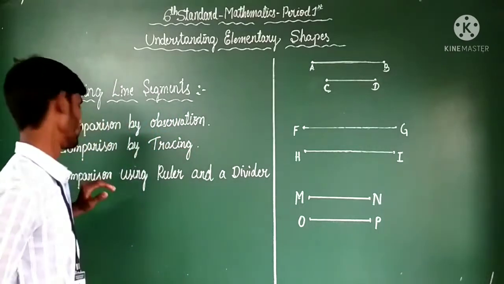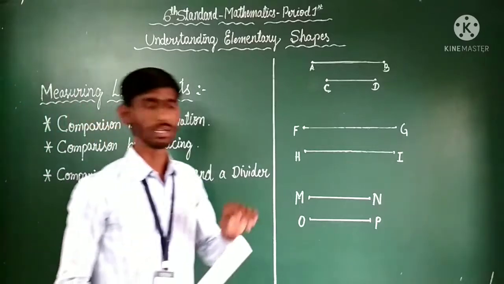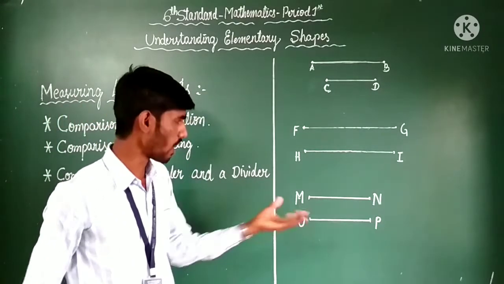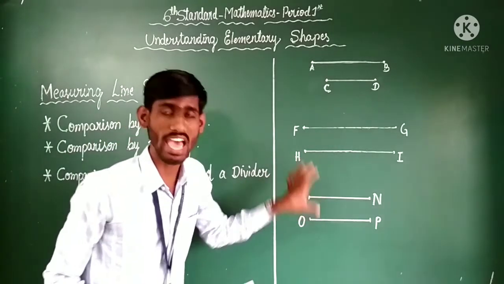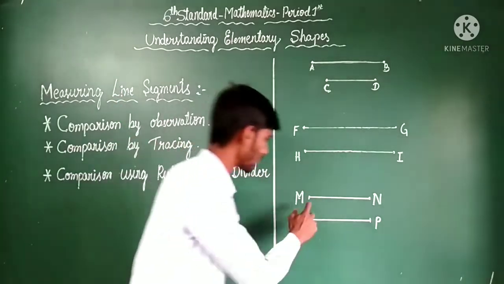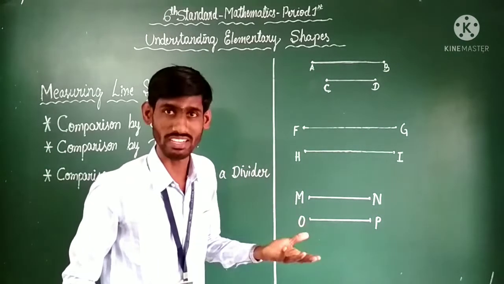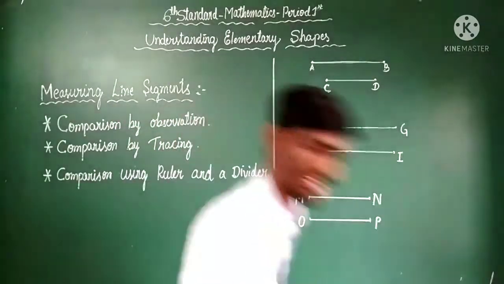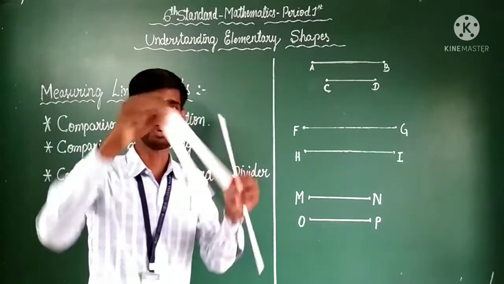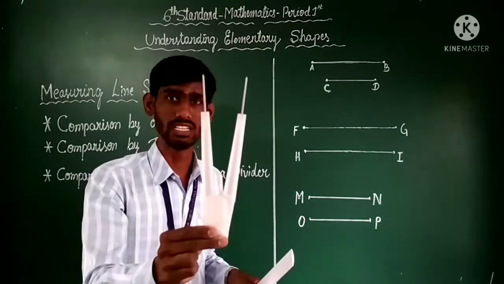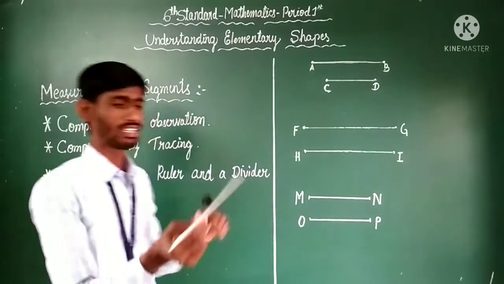Dear children, third method is comparison using ruler and a divider. How do we compare? It seems as if MN and OP are equal in measurement. Sorry, MN and OP are different in measurement. Let us find out with the help of a ruler and another instrument, the divider. Dear children, the name of the apparatus is divider. First, let us find by the help of a ruler.